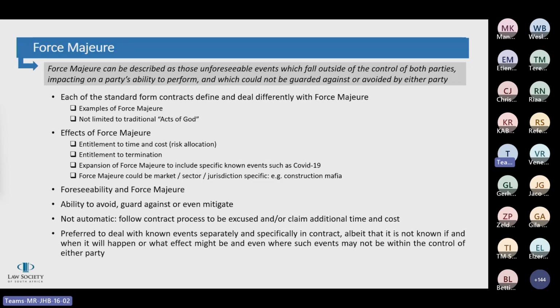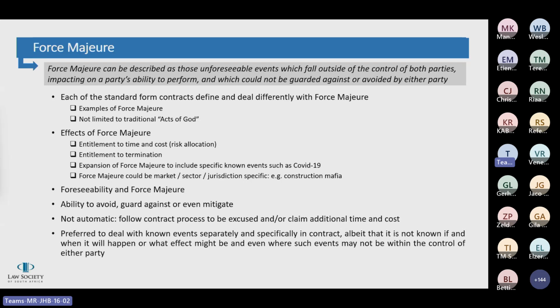Foreseeability in force majeure. So the definition of force majeure is important to ascertain whether foreseeable events, whether that is outside of the control of both parties, would be a force majeure. Again, the construction mafia could be used as an example. So here, parties now know that it is a prevalent event in South Africa, and therefore it may not always be a force majeure event because the definition specifies that events that were or ought to have been foreseen would be excluded. Specifically under common law, the definition of force majeure is premised on the event not being foreseen or foreseeable at the time of contracting.